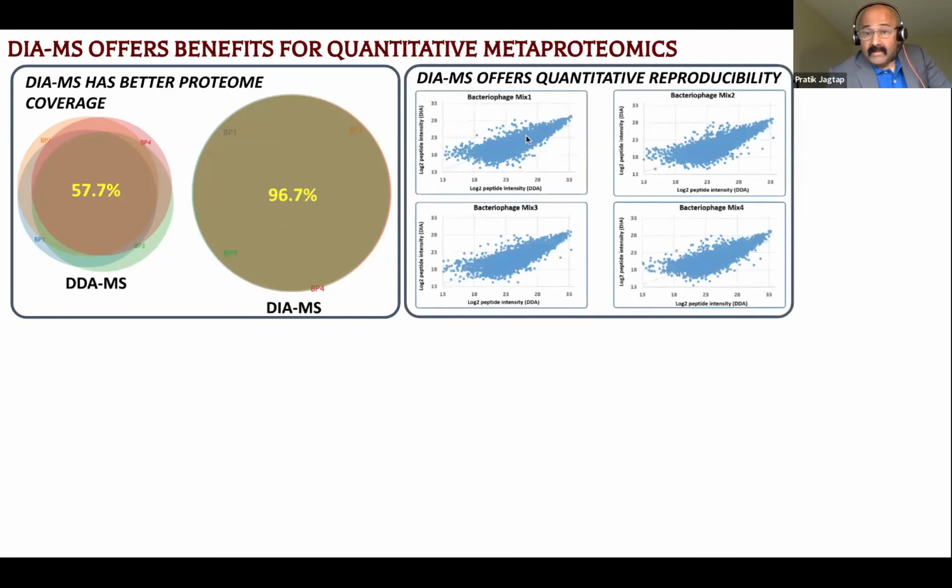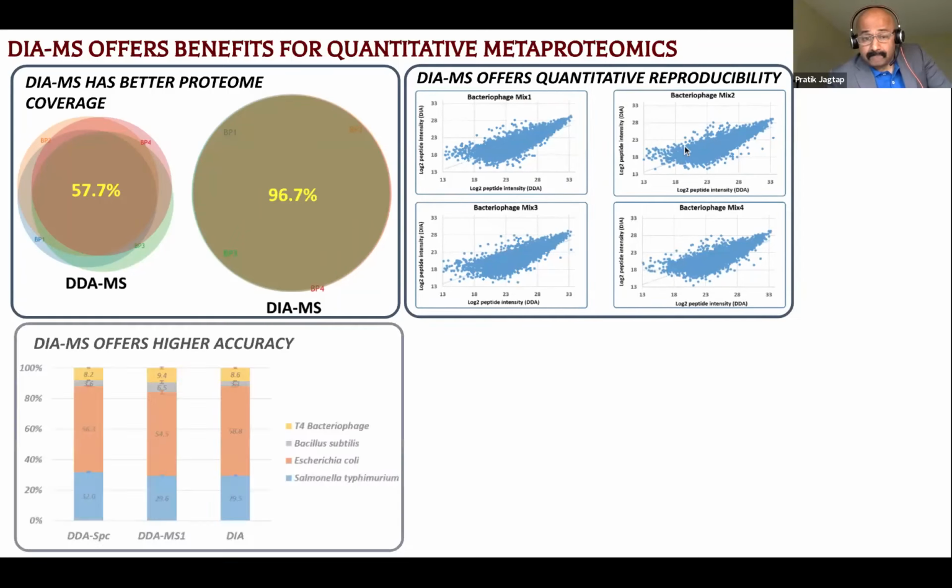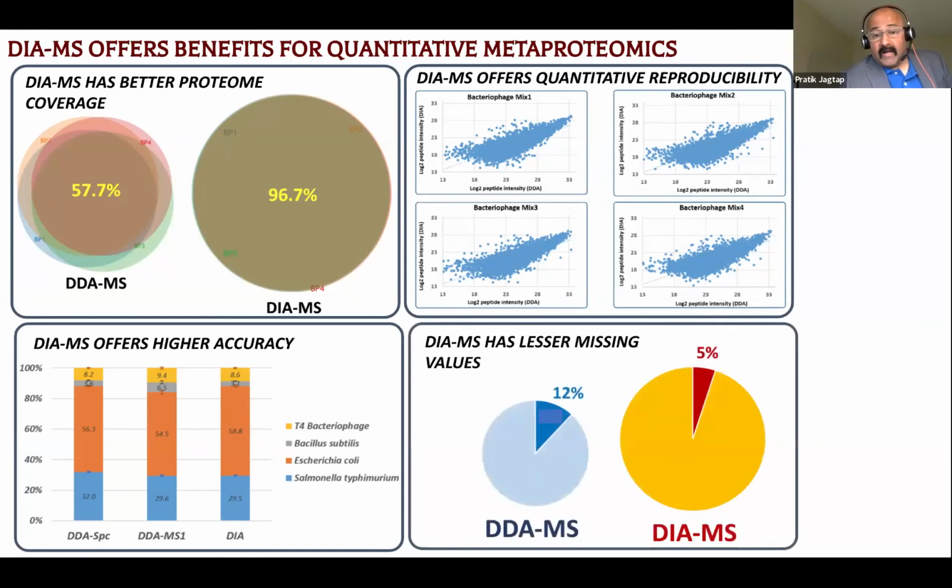We also found that there was quantitative reproducibility. Shown here are these 4 replicates that we analyzed for the bacteriophage samples. There was a higher accuracy with the DIA method when you're looking at the biomass that's present in these samples. And there were far fewer missing values and a lot more information that we got from DIMS analysis, far fewer missing values in terms of proportion as compared to DDMS analysis.